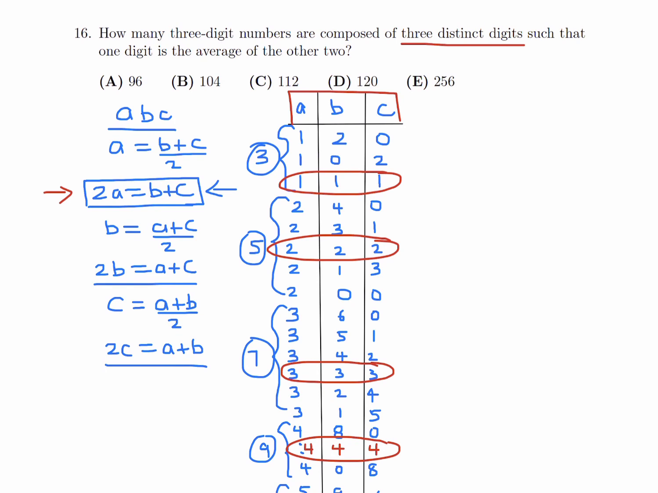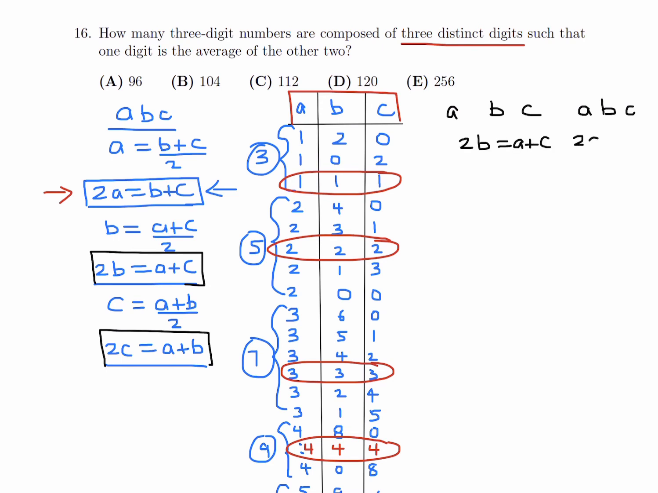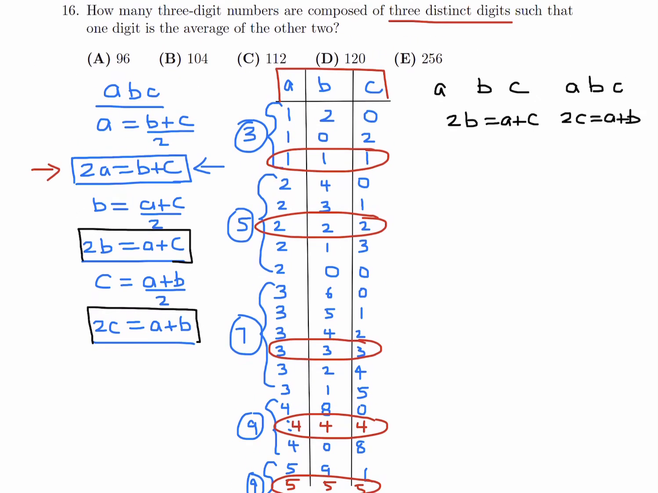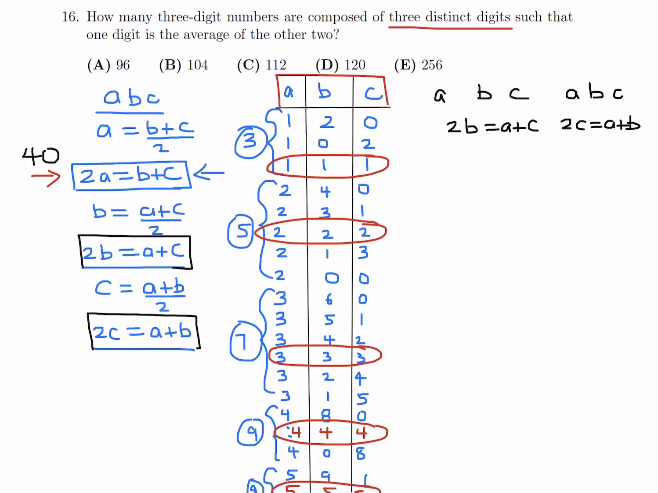Now the good news is you don't have to do this all over again for the second scenario, this one, or the third scenario. Those will be the same, but you have to subtract a few things. ABC and ABC, this one when 2B is equal to A plus C, and this one when 2C is equal to A plus B. Now remember, for this scenario, we got 49, correct? All the way down here, and then we subtracted the 9 to get 40. So this scenario gave 40. I'll just write 40 here. But for this scenario and this scenario, it will be 40, but there's a few we have to subtract.